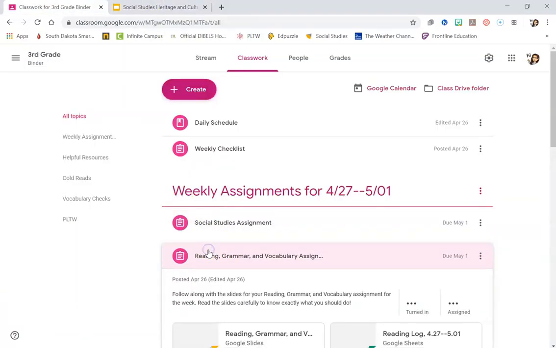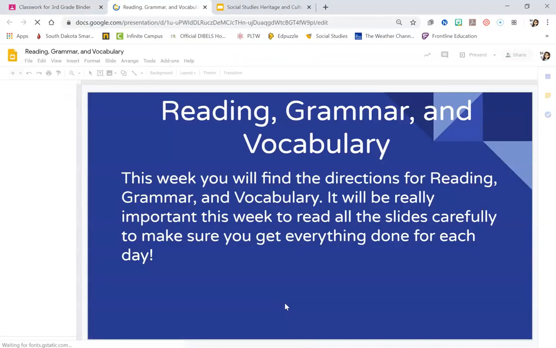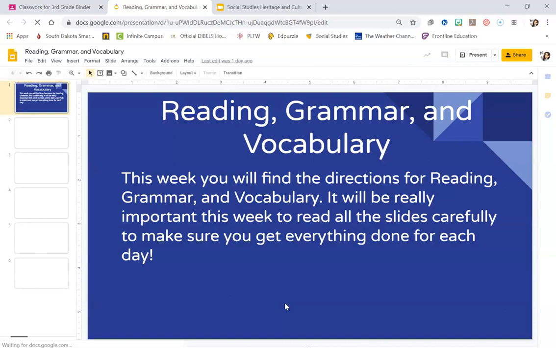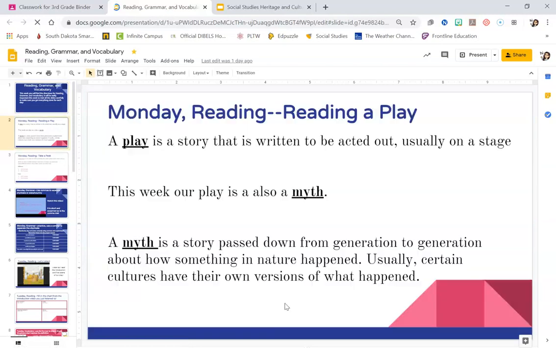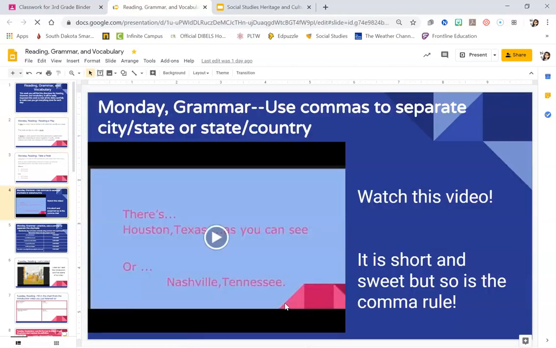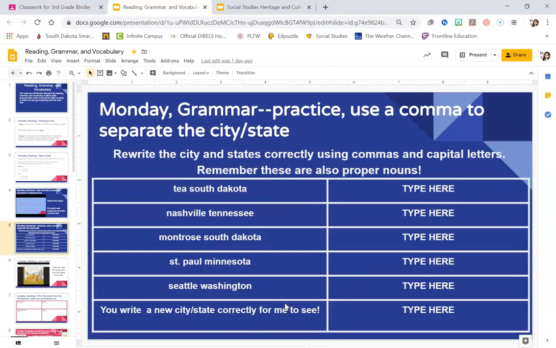All right, for reading, grammar, and vocabulary assignment, open up those Google Slides. So yesterday you should have done reading and grammar. So today is going to be reading and vocabulary. So Monday, should have done those 4 slides yesterday.